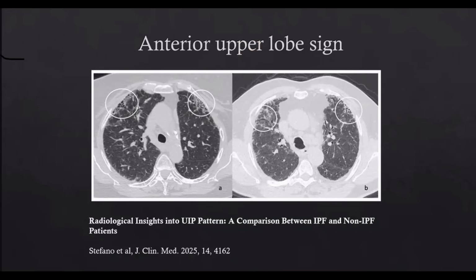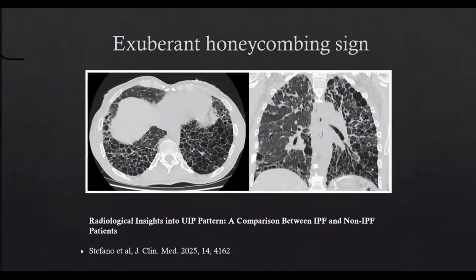We have some signs, as we said in one of our cases, the anterior upper lobe sign. I have a case like this one. Once we have cystic honeycombing or exuberant reticulations or coarse reticulations in the anterior part of the upper lung lobe, this one is called the anterior upper lobe sign, which can reflect connective tissue diseases. We have also the exuberant honeycombing sign. We saw this one.